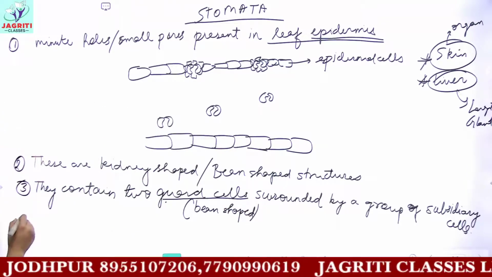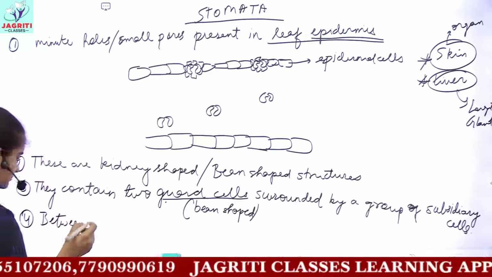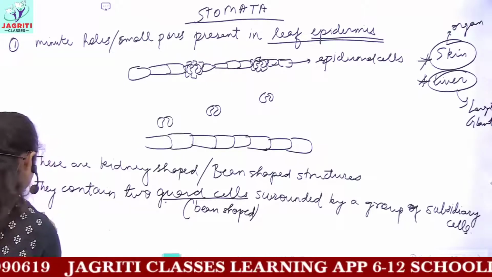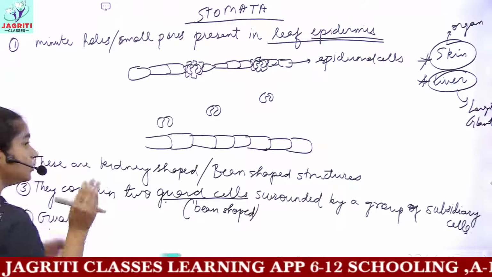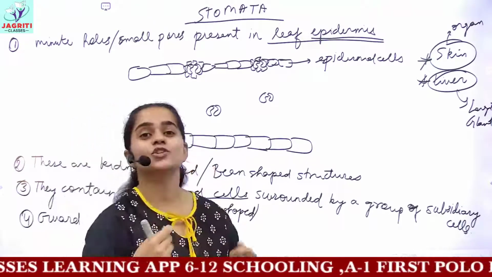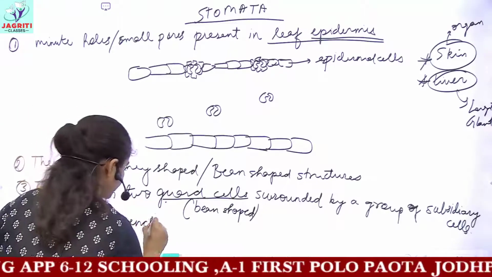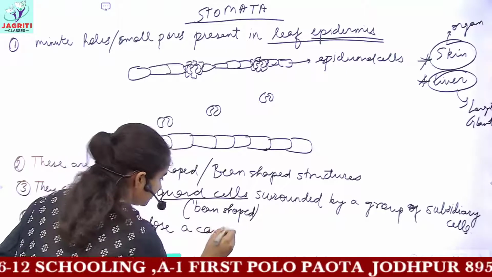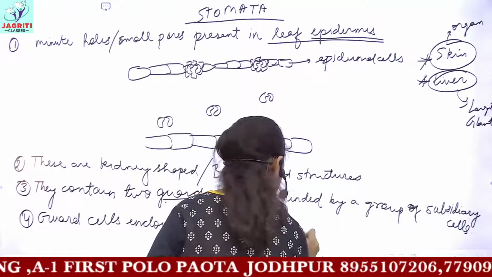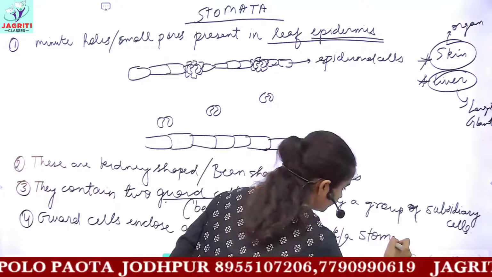Then what you have is, between the guard cells, these guard cells enclose a pore or a cavity in between them, and this cavity is called the stomatal pore. Guard cells enclose a cavity within them known as stomatal pore.